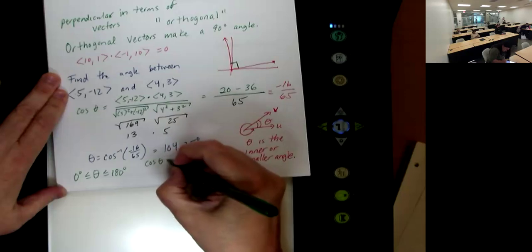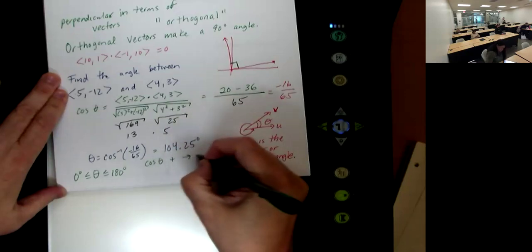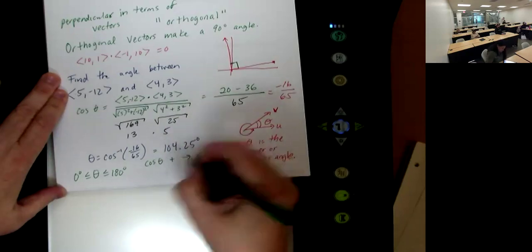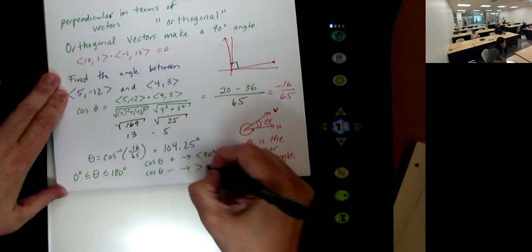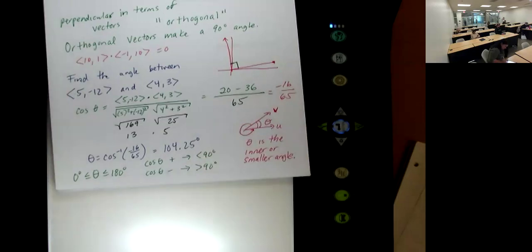If cosine theta is positive, you have an angle less than 90 degrees. And if cosine theta is negative, it's greater than 90 degrees. We're not doing negative theta and negative degrees. It's going to be an angle larger than 90.